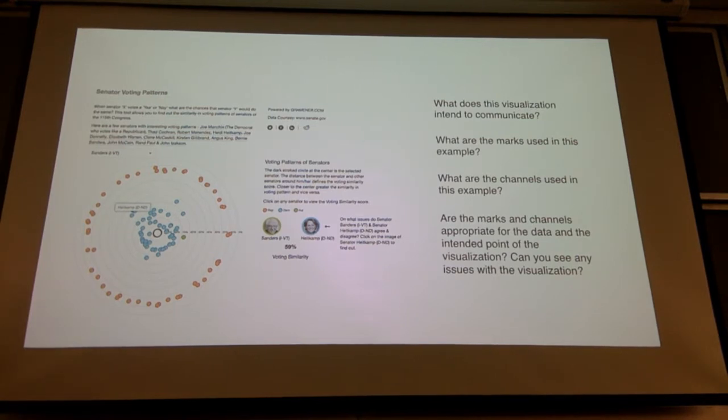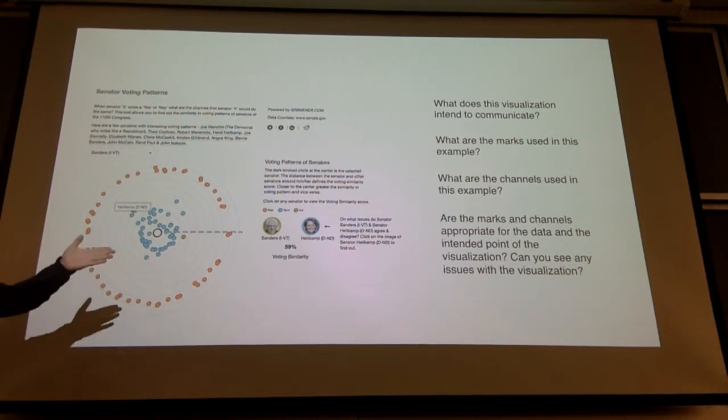And what are the channels used? Color, and what does this color encode? Party, and then we have the second one, distance, and that encodes the similarity, yes. So one big thing that you need to figure out in this chart is what does angular position mean?